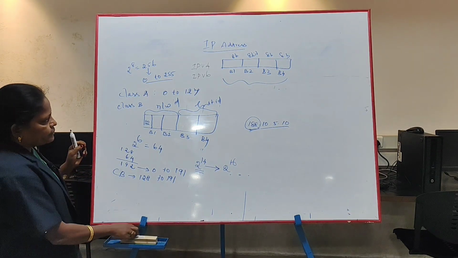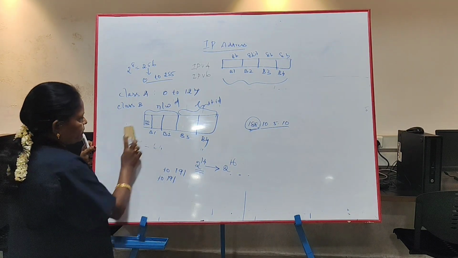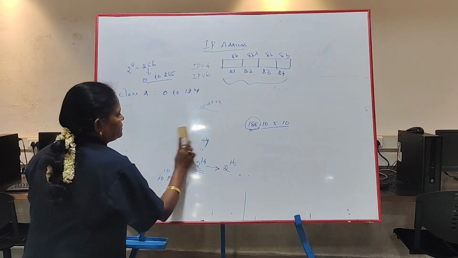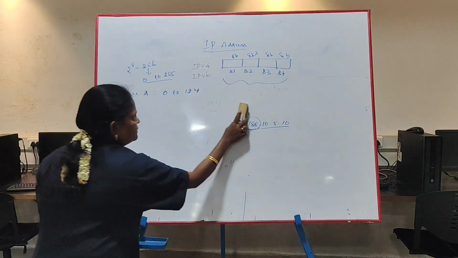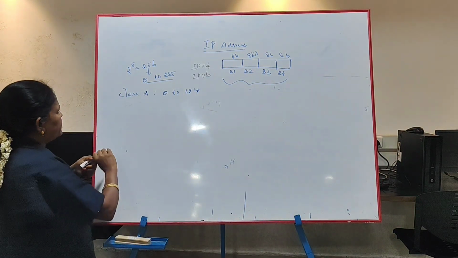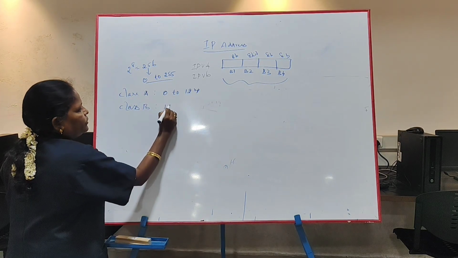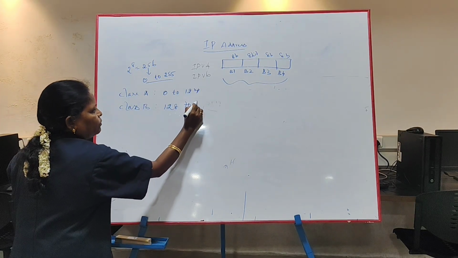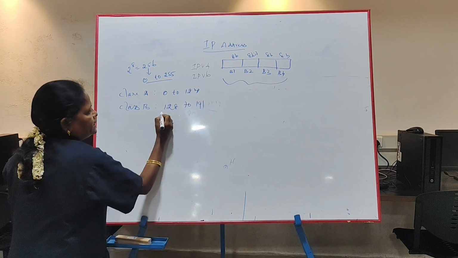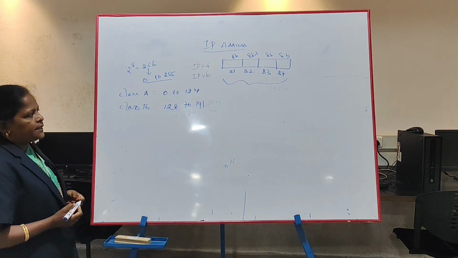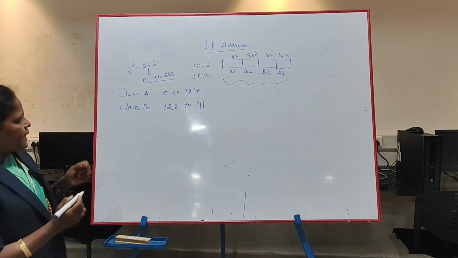So the next is class C. Now class B is 128 to 191. Okay, this is the range of IP addresses, right? So the next one is class C.